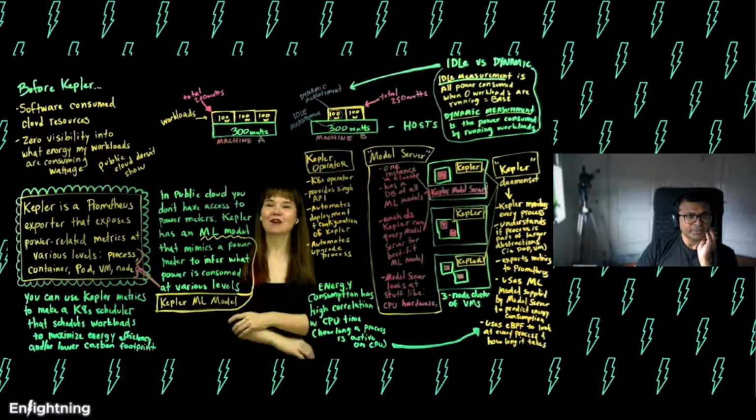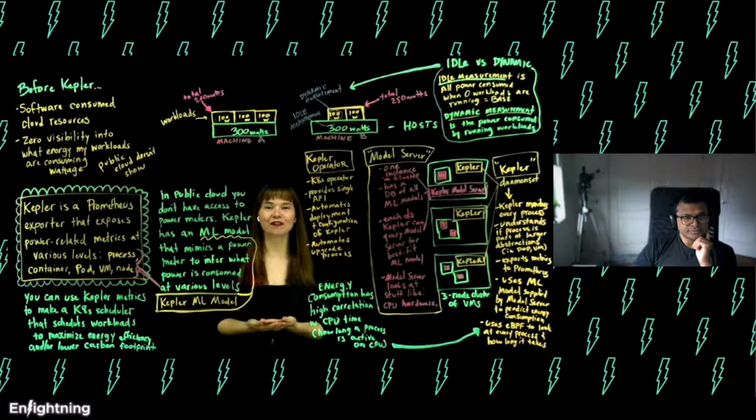So, before Kepler, the problem that was happening, well, first, people weren't concerned enough about the environment, about sustainability. So, I'm glad that movement's happening and people care. And then the problem is that software is consuming cloud resources, but in the public cloud, you have no idea what you're using exactly.